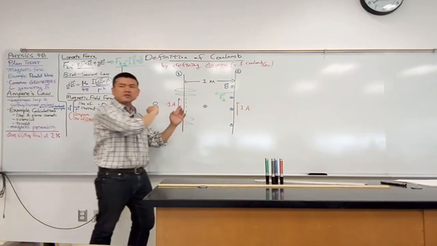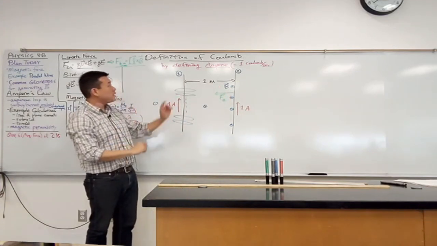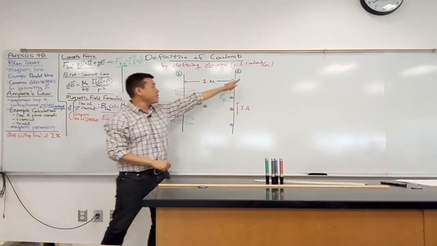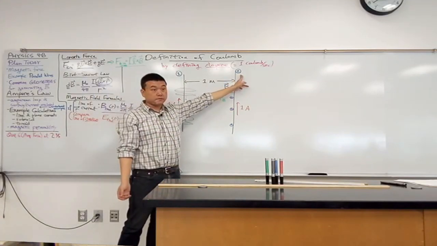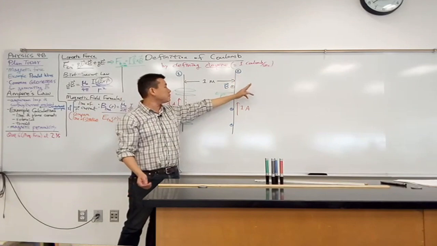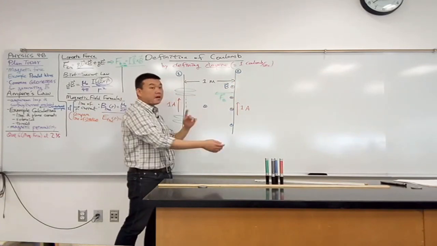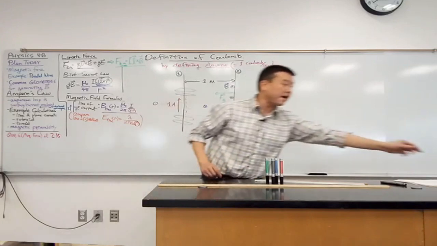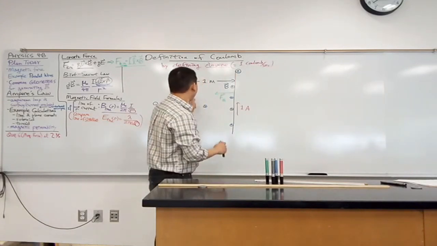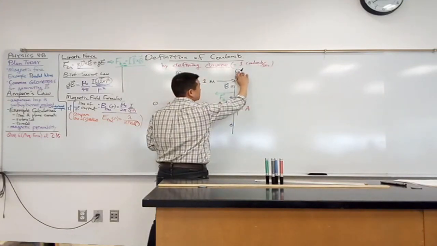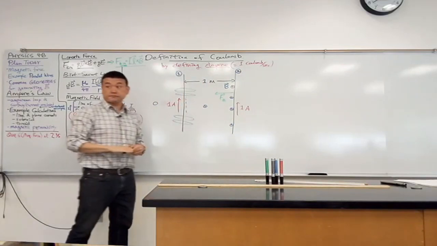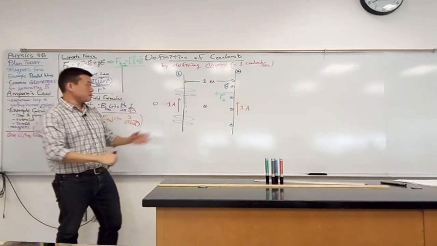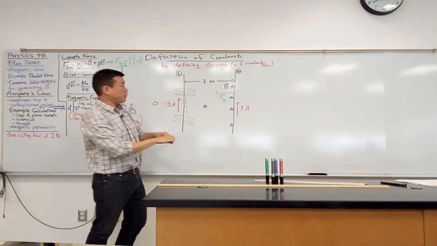Now, what if I changed my description around? Here, I said wire 1 generates magnetic field, and wire 2 feels that force. Would this answer change if I switch it around? Say it's wire 2 that's generating the magnetic field, and it's wire 1 that's feeling the magnetic force. Would it change? Yeah, it should still feel attractive force. So we can go through it quickly.